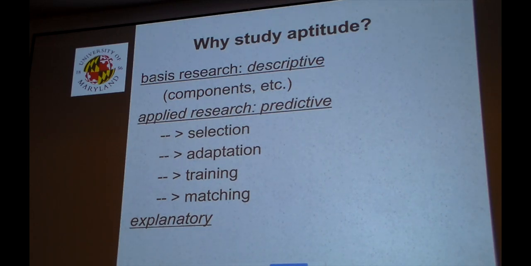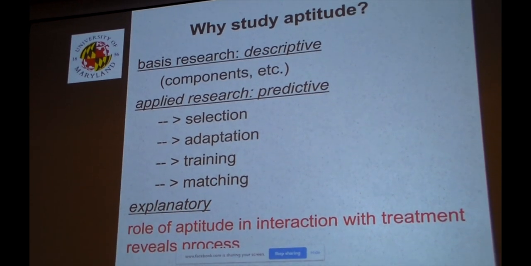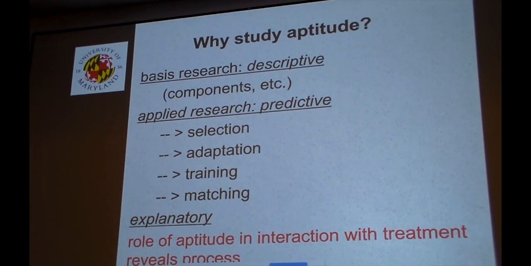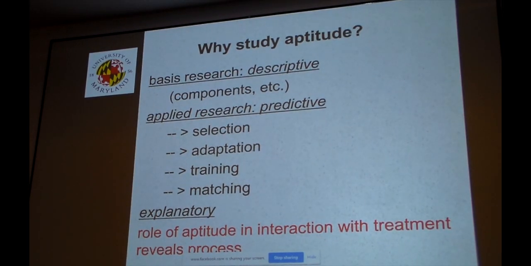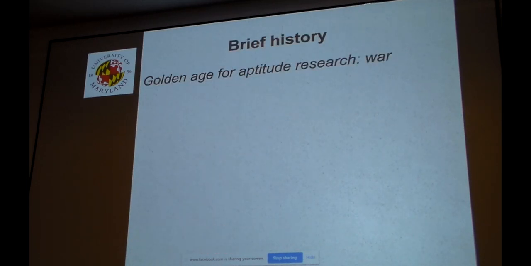And then finally, aptitude research can also play an explanatory role, which I'll insist a bit on today, namely the role of aptitude in interaction with treatment reveals really the process of learning that is going on. If an aptitude and the treatment are a good match for each other, that means the aptitude facilitates the kind of learning required by the treatment. So it's one way of getting around the black box idea of: I teach in a certain way, something comes out, why? Okay. All right, so a very, very brief history of aptitude research.